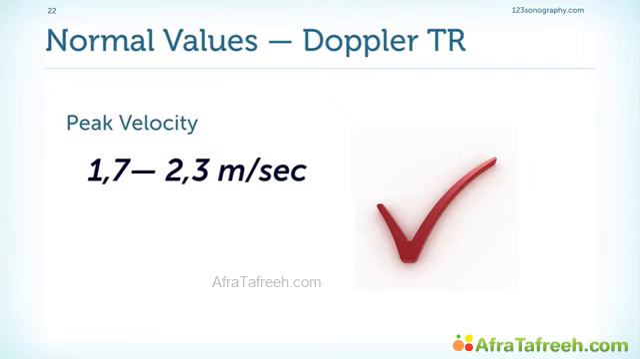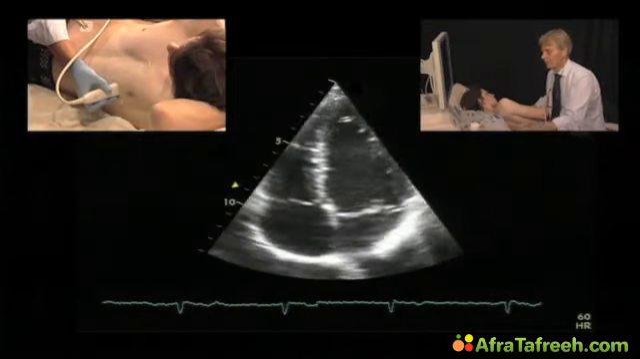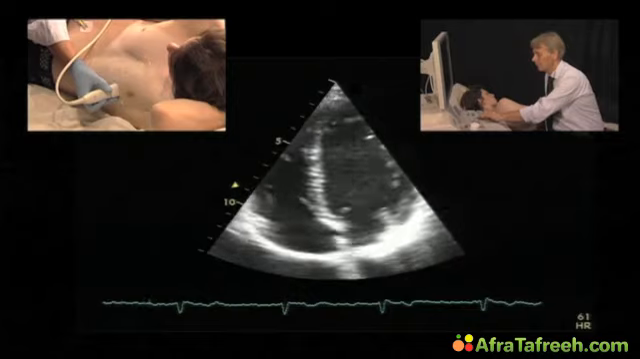Another application of Doppler, this time of tissue Doppler, is that of measuring the velocity of the mitral valve annulus. This is very important in the setting of diastolic dysfunction, and let's take a look at how we perform that. In principle, you have two possibilities to assess the velocity of the mitral annular plane, either at the medial vicinity or at the lateral vicinity. So I'll first show you how to do it at the medial portion of the mitral valve ring.